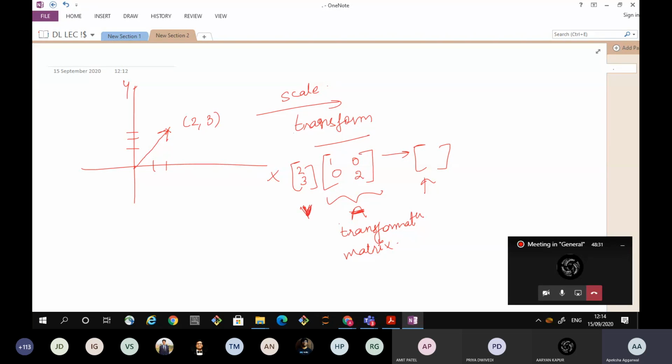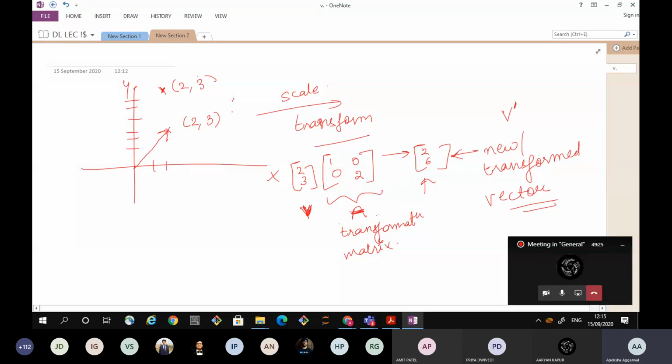Now I want to scale it, so I'll multiply it with a transformation matrix. As we have studied in graphics, whenever we multiply a diagonal matrix by any vector or matrix, it gives a new vector or matrix that is a scaled version of the original one. So if I multiply it with this, I get the new, transformed vector. My original vector V is transformed to V dash, from 2, 3 to somewhere over here, that is 2, 6.